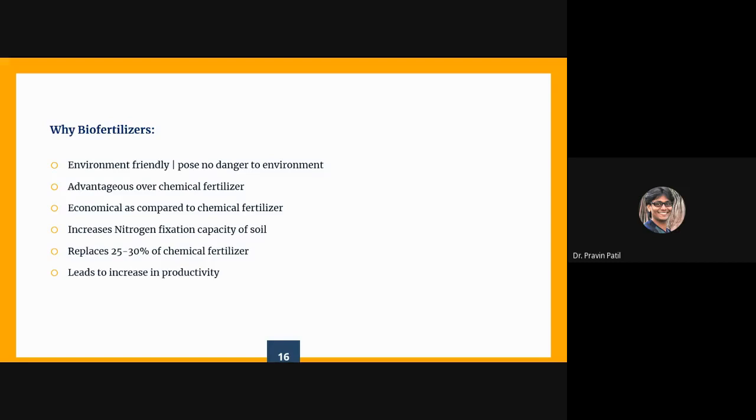They have advantages over chemical fertilizer in the economical aspect, and even in the efficiency aspect. They can replace 25 to 30% of chemical fertilizer, which is a huge thing, I could say, if we could really implement it at a grassroots level. And they can ultimately lead to improved productivity of that particular plant.